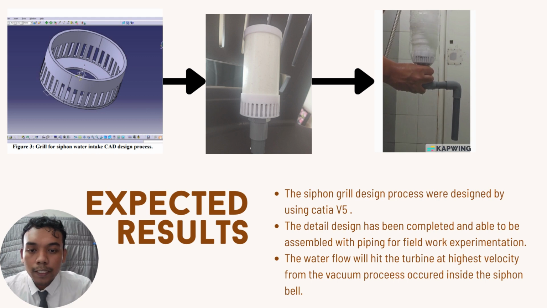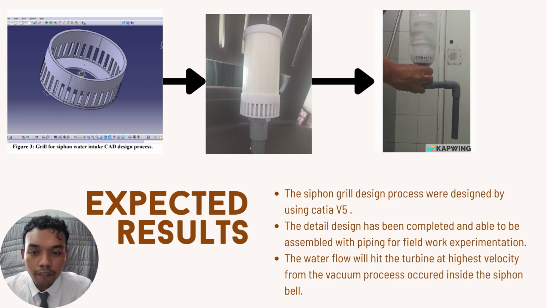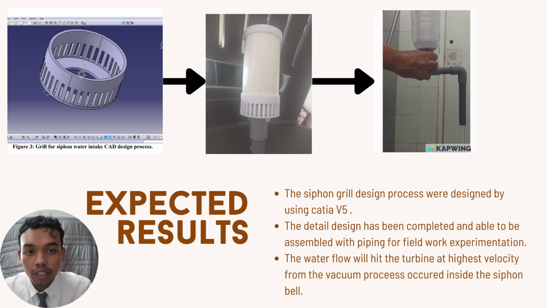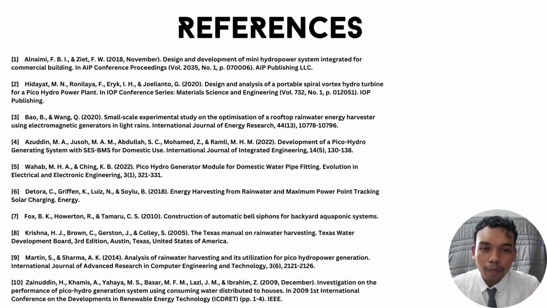So within these results, I expect to make sure that everything can run properly within the range of the system that I have made. All right, so basically these are the list of references that I've been using to complete my proposal and also to complete my project. There are about 10 references that I have used to make sure that my project can be done fluently.